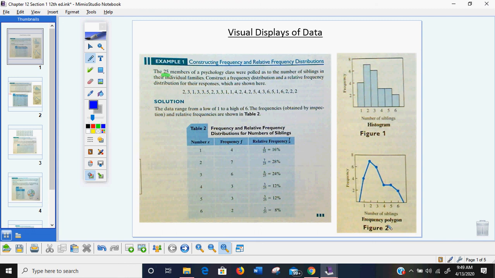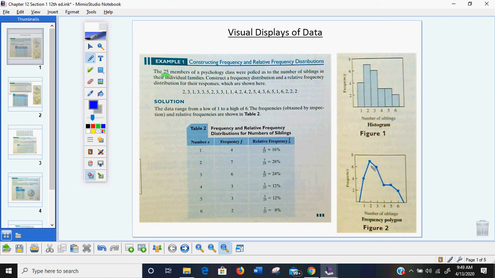Down below it is a frequency polygon. Instead of bars, they use dots. So for the number that had 1 sibling, it was 4. They went up and put a dot. 2 siblings was 7. They put a dot. And then the next one was 6 siblings. They went up and put a dot.